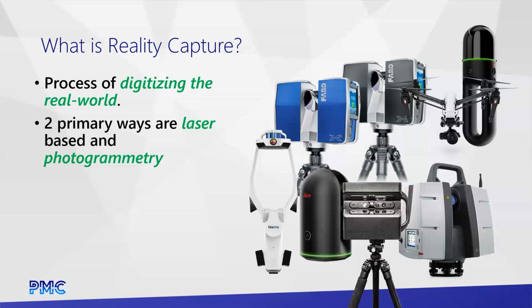But reality capture, at least for us, is really about digitizing the real world in any one of a number of ways. Right now, the two primary ways are laser-based and photogrammetry. Laser obviously being just that, a laser that leaves these machines and records data. Photogrammetry is the process of taking individual 2D photos with a camera and then processing that data into 3D data using computer power.